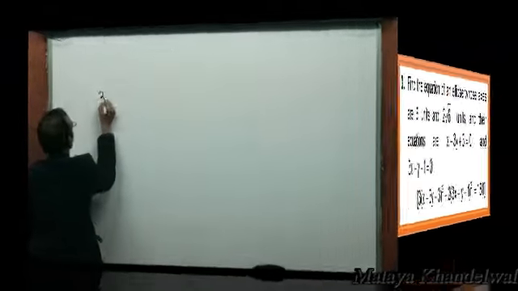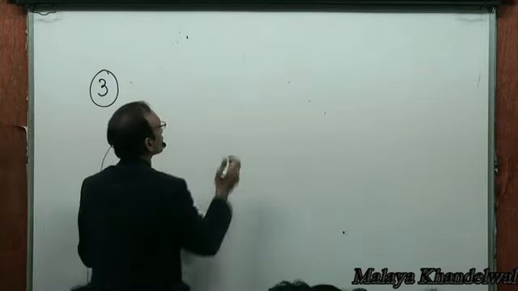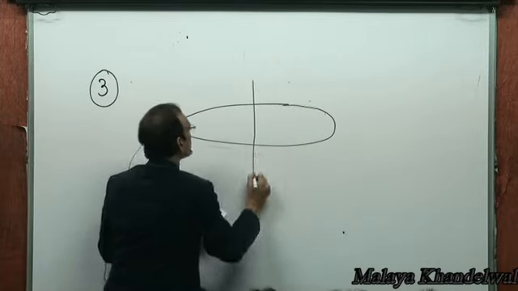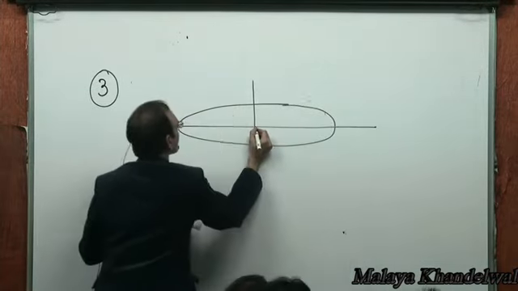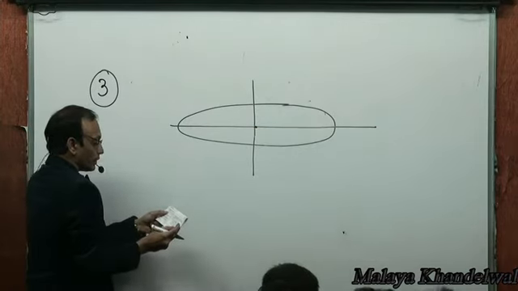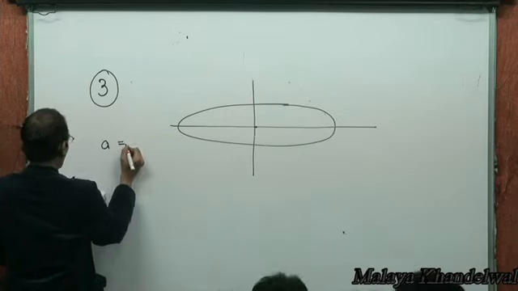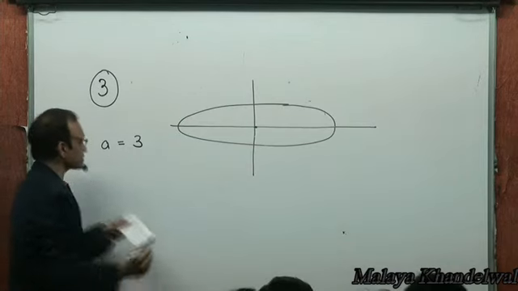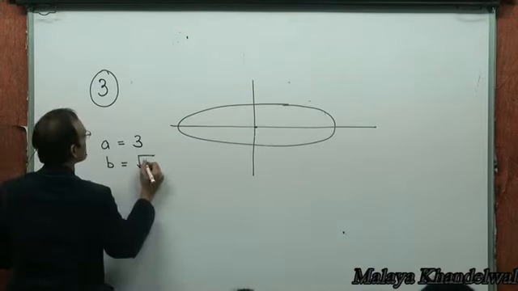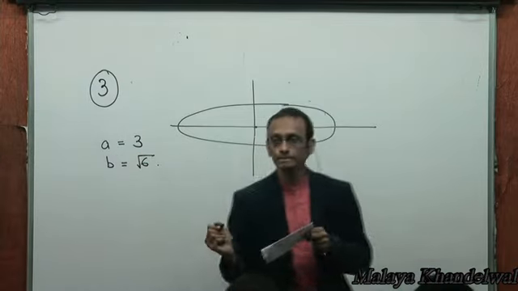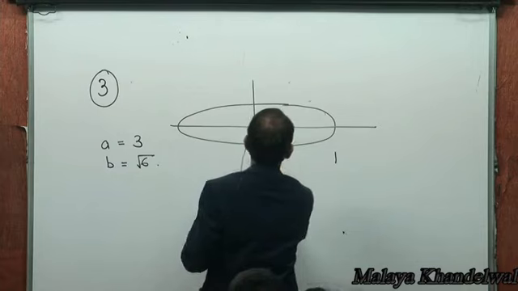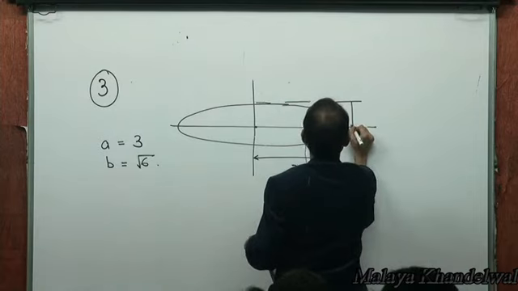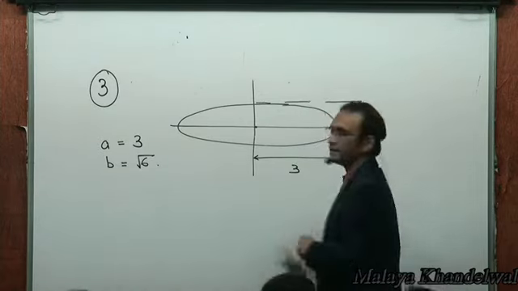So problem number 3. We have an ellipse whose major axis 2a is 6, so the semi-major axis is 3, and b is root 6, the semi-minor axis. That means this distance is 3 units and this distance is root 6 units. That's given.